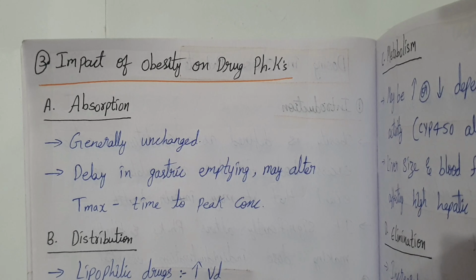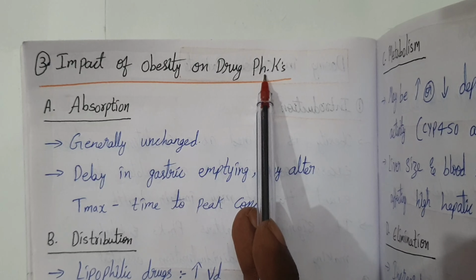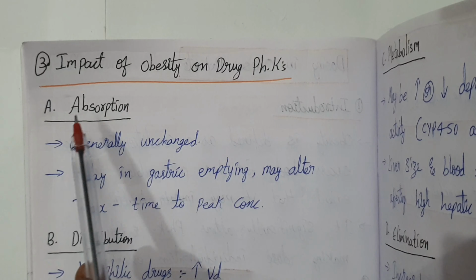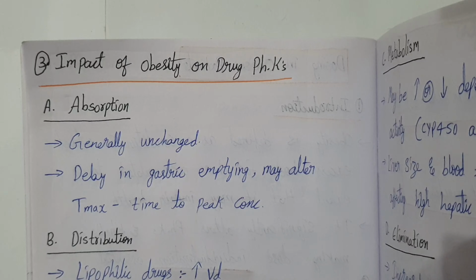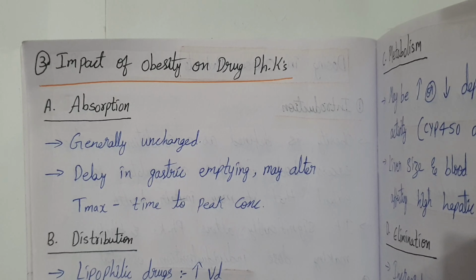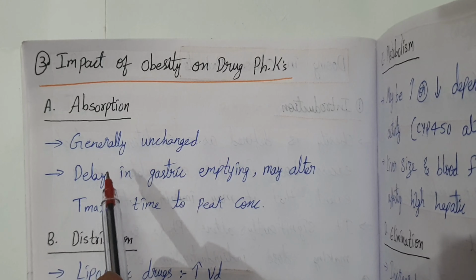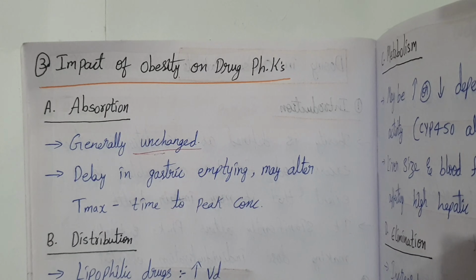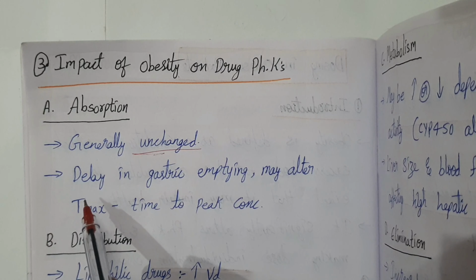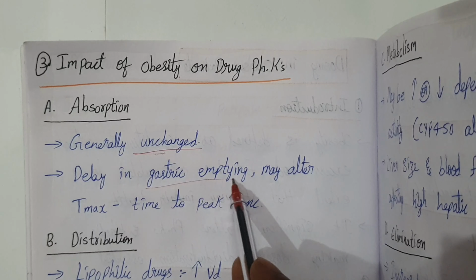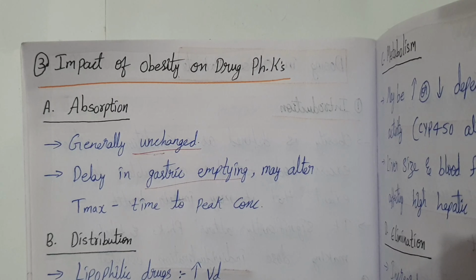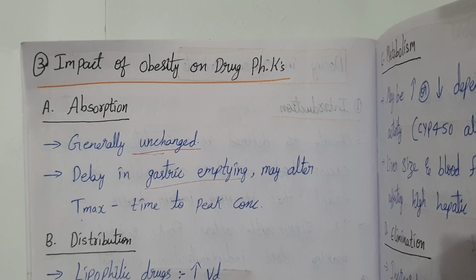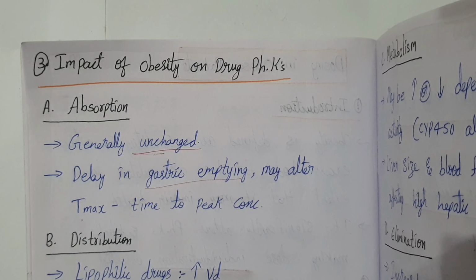Now let's break down how obesity affects pharmacokinetics, that is ADME: absorption, distribution, metabolism and elimination. So in absorption it is good because this is mostly unchanged. But remember that gastric emptying time is delayed. So Tmax may increase, meaning that the drug takes longer to achieve peak concentration.